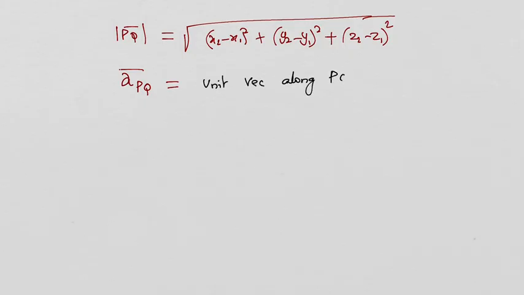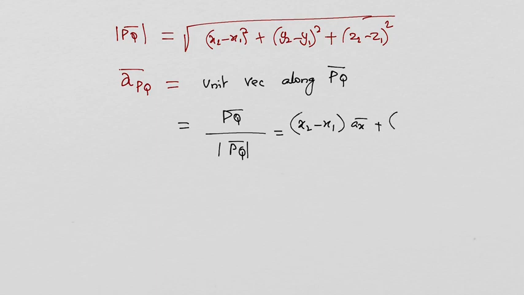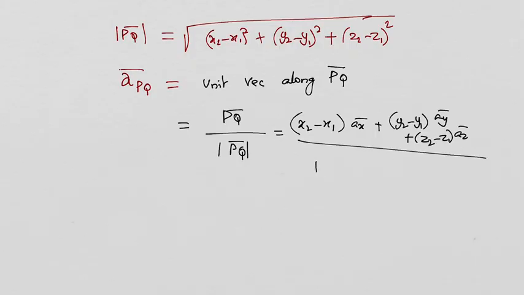Along the distance vector PQ, it will be calculated as PQ divided by the modulus of PQ. So you can take it this way. It is (x2 minus x1) ax plus (y2 minus y1) ay plus (z2 minus z1) az, divided by the square root of (x2 minus x1) the whole square plus (y2 minus y1) the whole square plus (z2 minus z1) the whole square. Okay, fine.